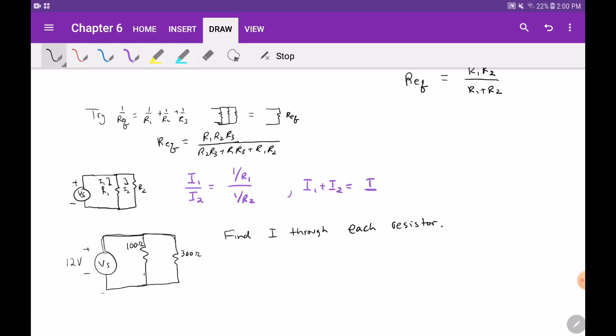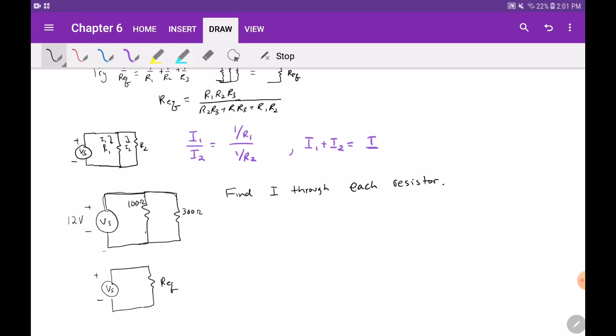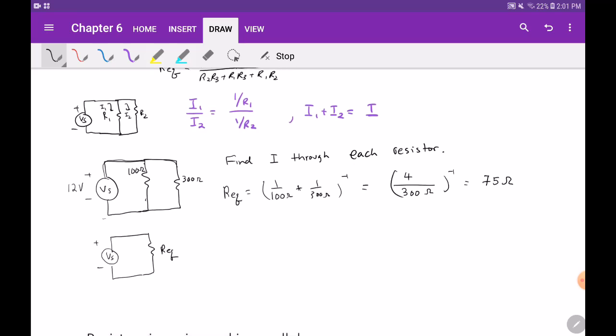The fastest way to do it is to combine this system, combine the resistors into one resistor, Req. Rather than proving this all over again, we can say R equivalent is equal to 1 over, 1 over 100 ohm plus 1 over 300 ohm, and do not forget to invert it again. So this is 3 plus 4, over 300, then invert again, so 300 over 4, which is 75 ohms as the equivalent resistance.